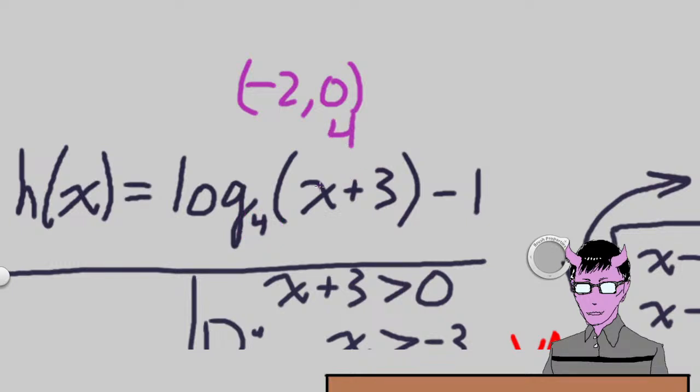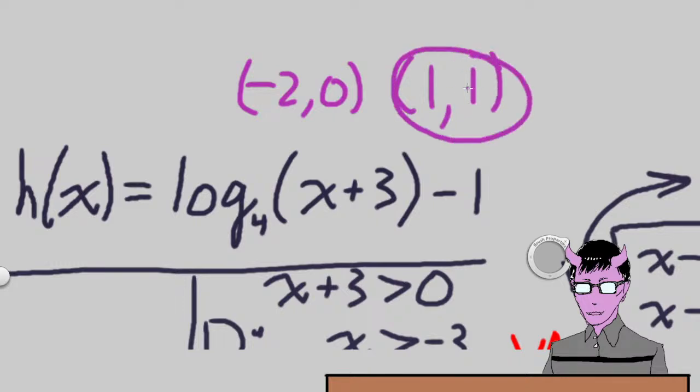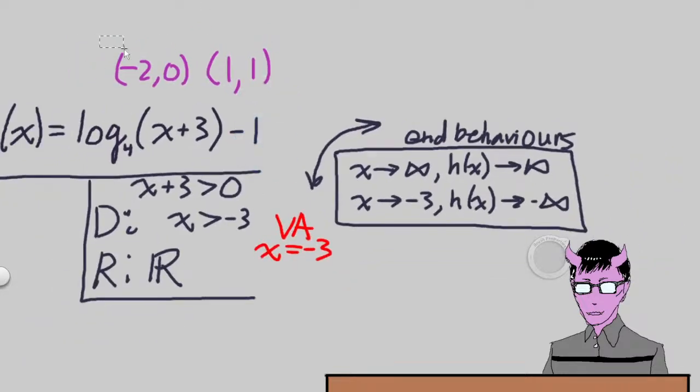Next one up is 4. How do we achieve 4 if the x value is 1? So 4 to the power of what gives us 4 as a whole? 4 to the power of 1. Feel familiar? It should. So there are our anchor points.